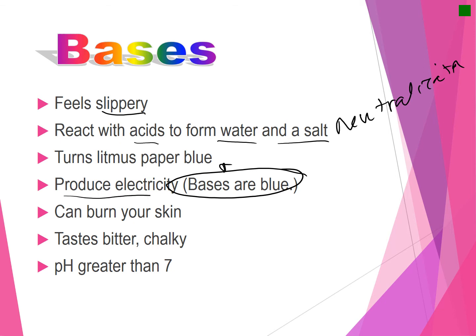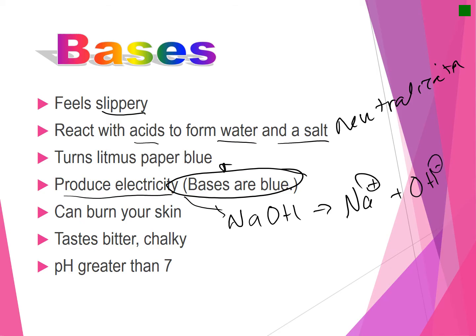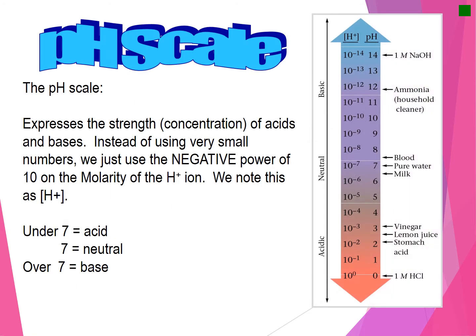It can produce electricity. Why? Because once again, it can ionize in water. So when I put NaOH in water, which is the classic base, you get Na plus and OH minus ions. So once again, it has those charges that can flow back and forth. It too can burn your skin. As I was talking about with lye, with the washerwomen, it was doing chemical burns on their skin. So it absolutely is just as dangerous as an acid burn. It tastes bitter and chalky, and it has a pH greater than 7.